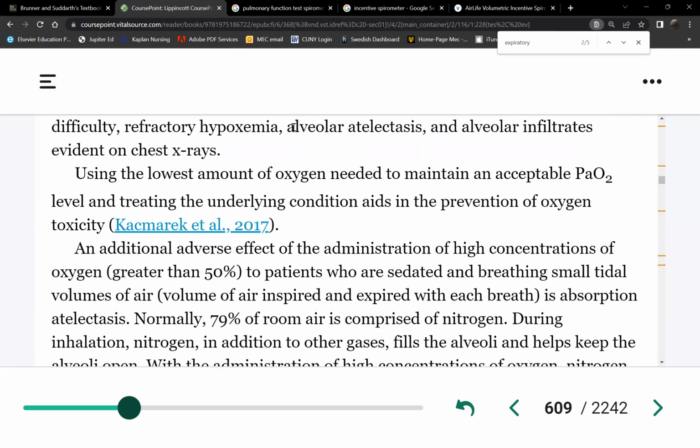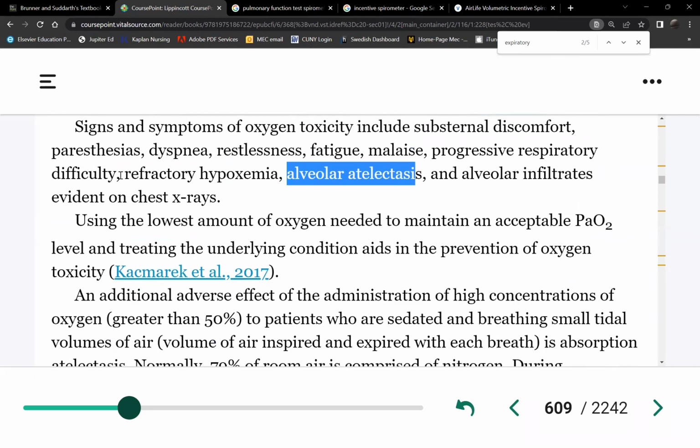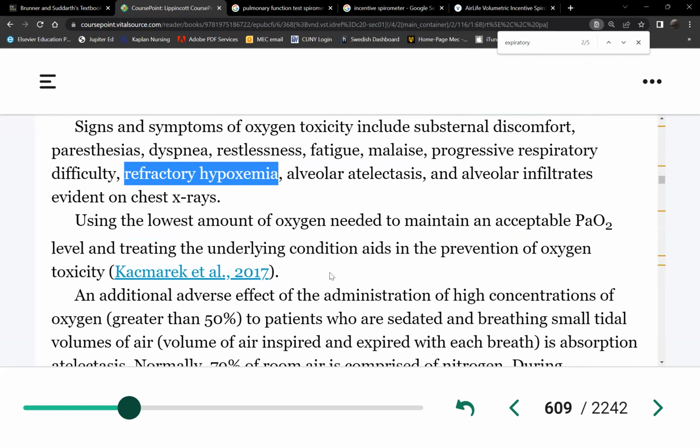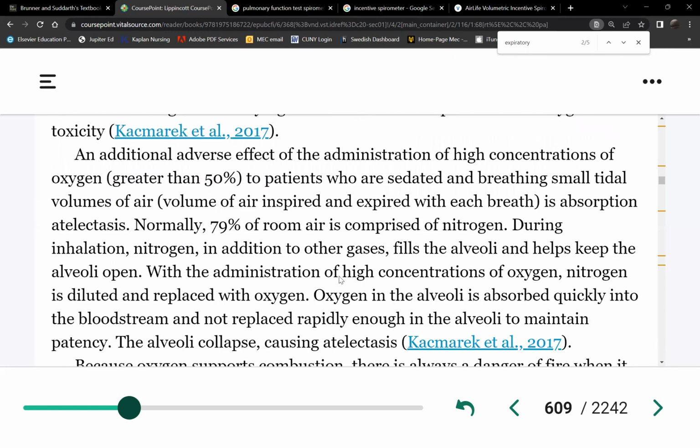It will cause lungs to collapse. Okay. Refractory hypoxemia. It will not help anymore. It will kill the patient.